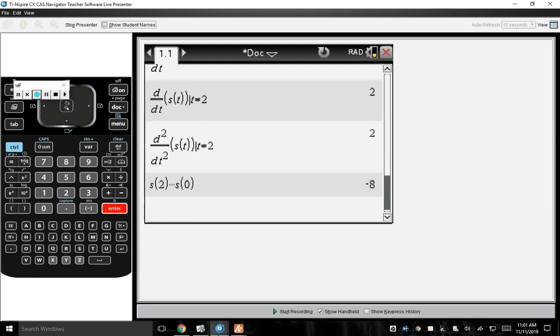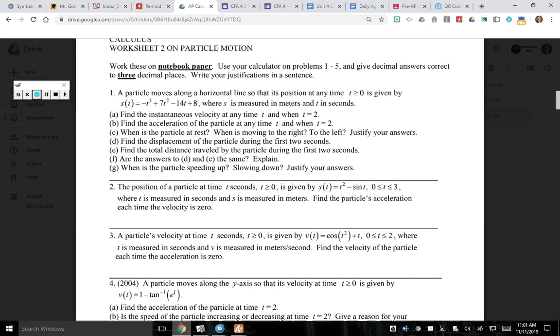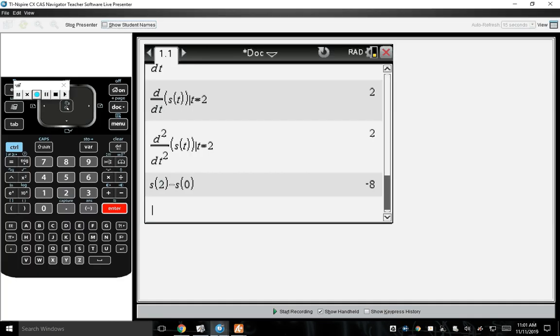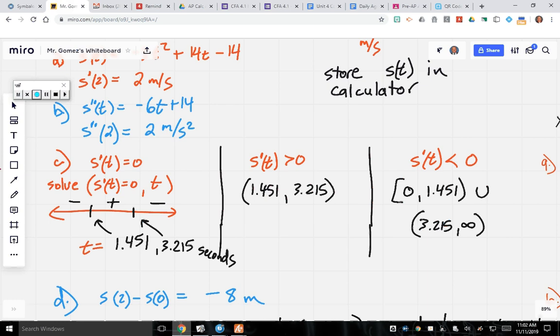Next one says, find the total distance traveled by the particle during the first 2 seconds. Now this one's a little bit more involved. I want to know the total distance traveled, so I need to know the signs of the velocity function. Over here, I already have it shown as far as the signs of the velocity function.